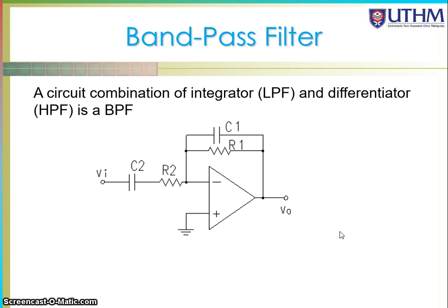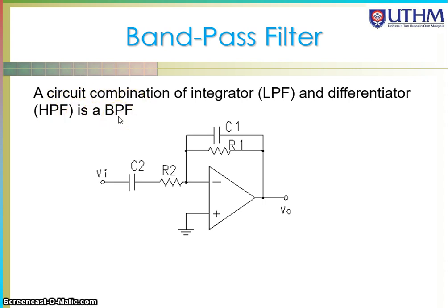Okay, so just now what I have talked about is just a combination of first order and second order filters. We combine those, either first order or second order, and this is a combination of an integrator and a differentiator. The integrator is a low pass filter and the differentiator is a high pass filter. So a combination of these will give you a band pass filter.